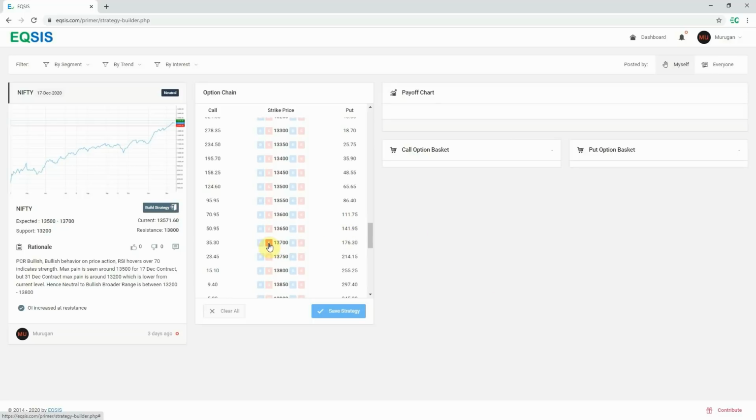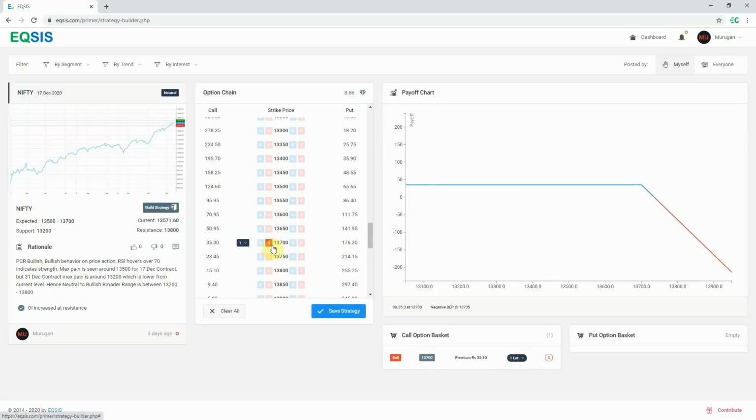Now, if you're an option writer, most likely you tend to tell me, Murugan, why not simply sell the 13,700 option? If I sell the 13,700 option, I get 35.3 rupees. I hope the numbers are visible to you. I'm recording in HD mode. If the numbers are not visible, you should turn on your HD or get better Wi-Fi access. Coming back to this, when you write the 13,700 option, you are enjoying 35.3 rupees as a premium. That's wonderful, am I right?